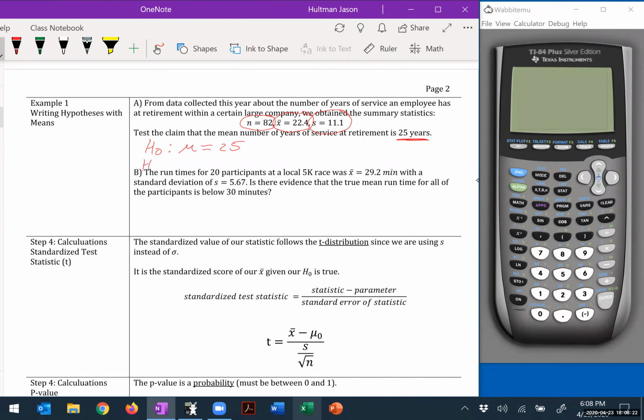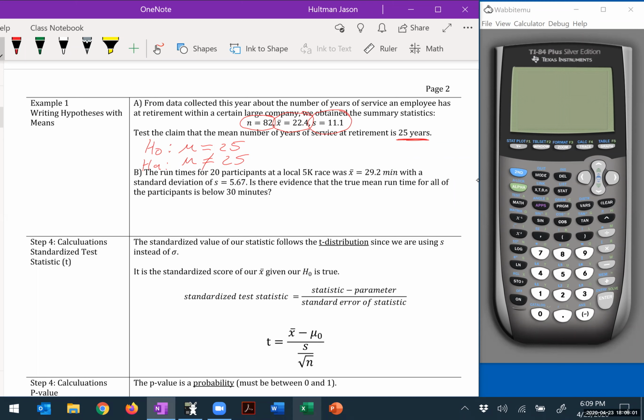What's the alternative here? It says, test the claim that the mean number of years of service at retirement is 25 years. Well, it could be over 25, or it could be under 25. So we just want to know if it's not 25. We don't know if we're looking for above or below. We just want to know, has this thing changed? And so we get mu is not equal to 25. That's the hypothesis there.